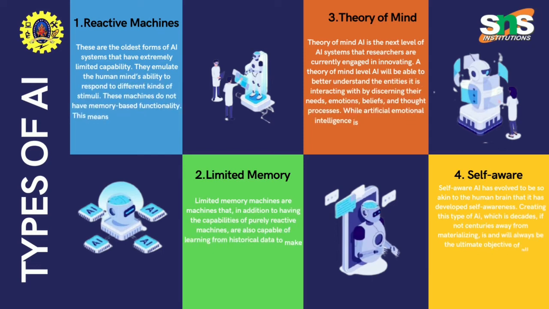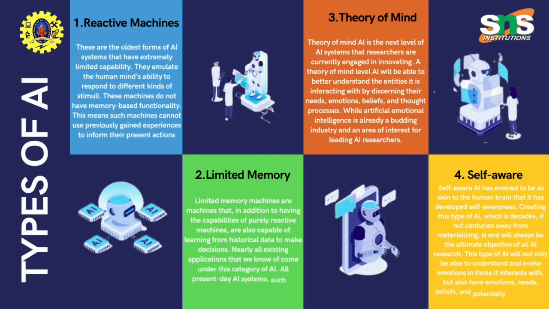First is the reactive machines. These are the oldest forms of AI machines that have extremely limited capability. They emulate the human mind's ability to respond to different kinds of stimuli. These machines do not have memory-based functionality. This means such machines cannot use previously gained experience to inform their present actions.